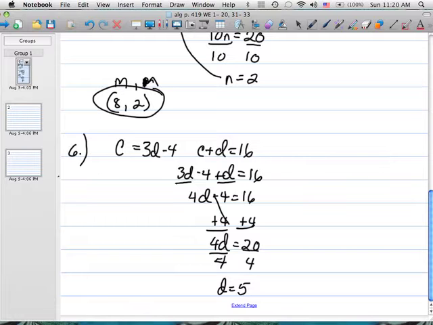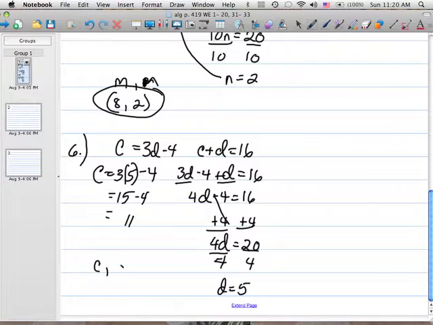Substituting it back in here, we get c equals 3 times 5 minus 4. 3 times 5 is 15. 15 minus 4 is 11. So our ordered pair is c, d, and it's going to be 11, 5.